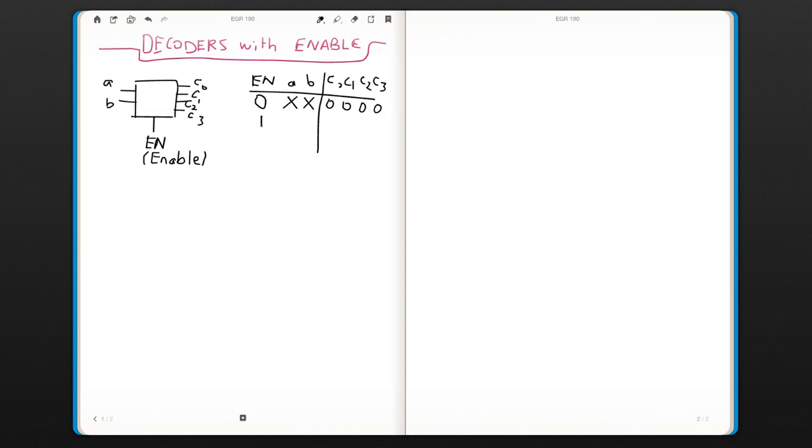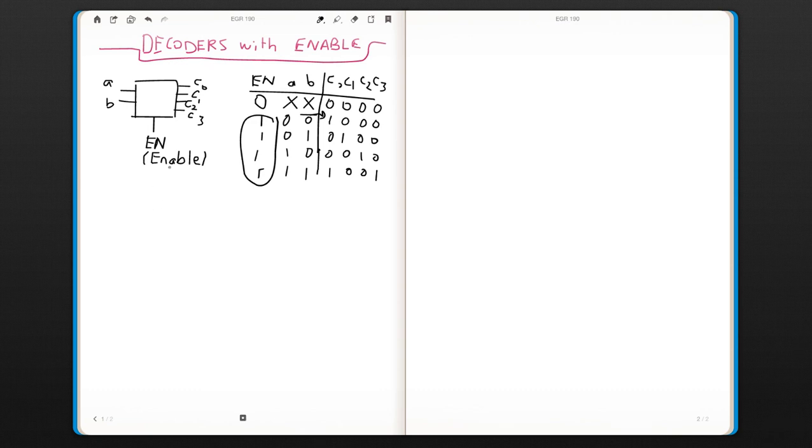But when enable is 1, then whatever your inputs A and B are, the decoder chooses a particular output. So your enable has to be 1 all the time to get your output to be chosen. So enable has to be 1.